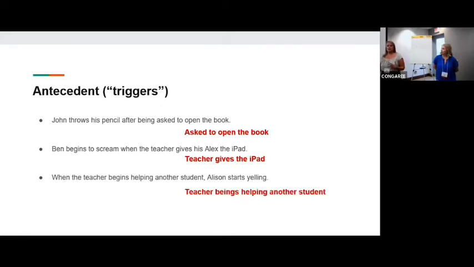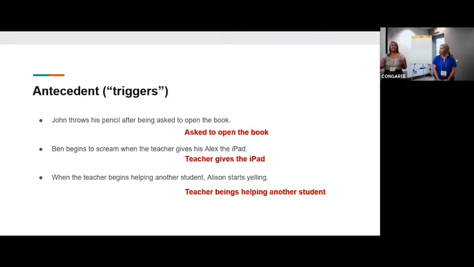So in those examples, they are all problem behaviors, things that we want to decrease. But in the last example, I just want to show it doesn't necessarily need to be an antecedent that is directly involving the student's behavior that we are looking at. When a teacher begins helping another student, nothing's really happening to Allison over here, but I'm the teacher, I'm going to help someone. It's not that there was no trigger: I didn't even talk to her, I didn't tell her to do anything, I didn't take something away. There's always going to be an antecedent.